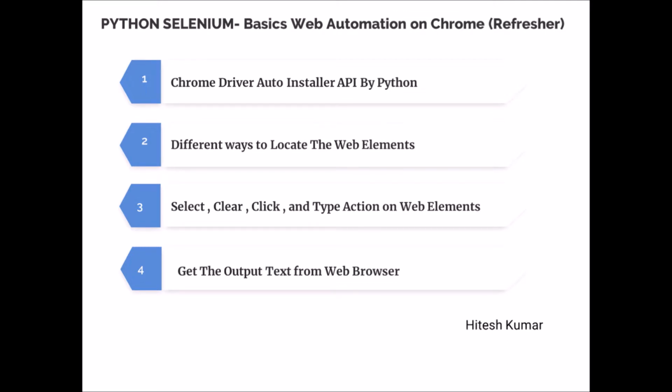Today we will have a refresher session about the basics of web automation using Python Selenium. So what we are going to learn is about the Chrome driver auto installer API. This API enables the auto installing of the Chrome driver without keeping it in any physical path. And then we will learn how to locate elements, a few different things but not all. Then we will learn about select, clear, click, and type actions on web elements, and how to get the text out of the web browser.